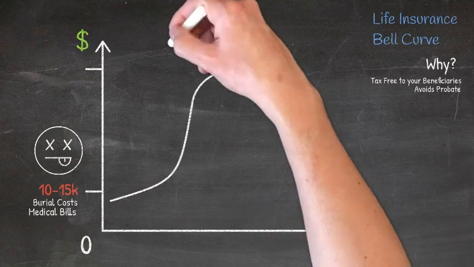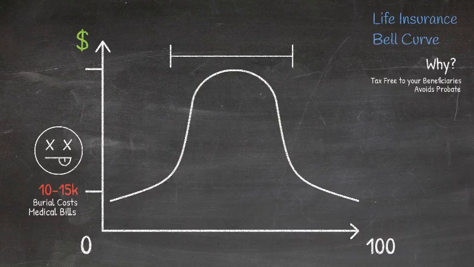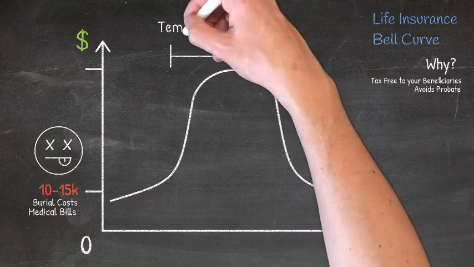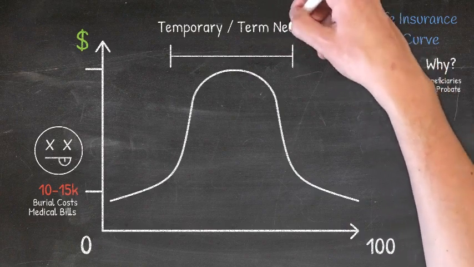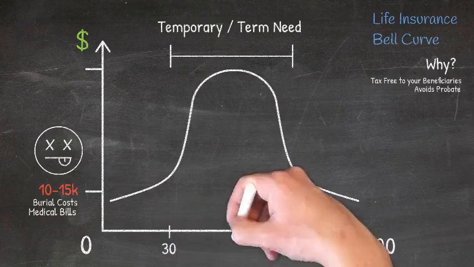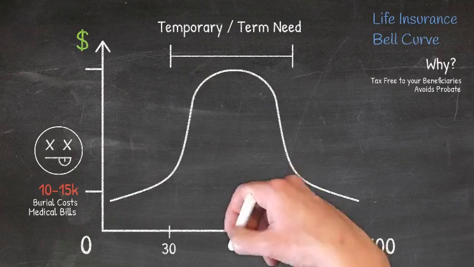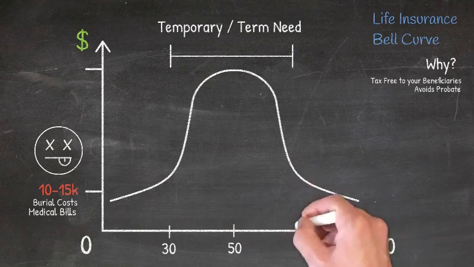So you will have a high point, and that may last for 10 to 30 years, depending on how old you are when the curve begins. And this is what we call your temporary or your term need. So let's say your curve begins at 30 when you first get married or have a child. It'll peak at 50 and taper off at 70 years old.